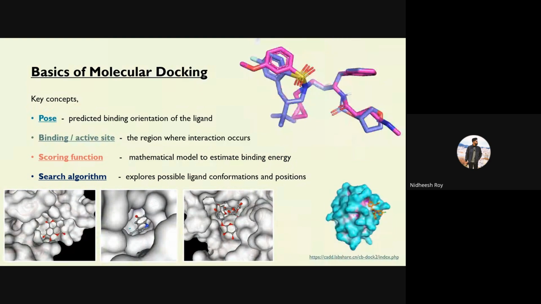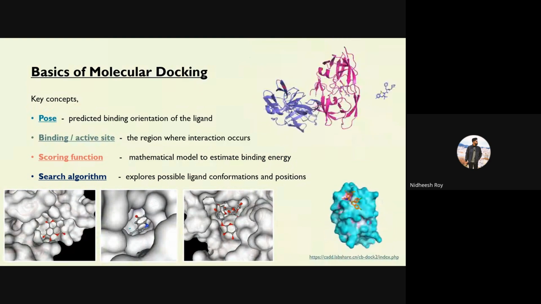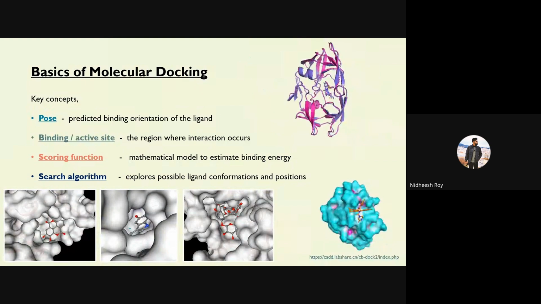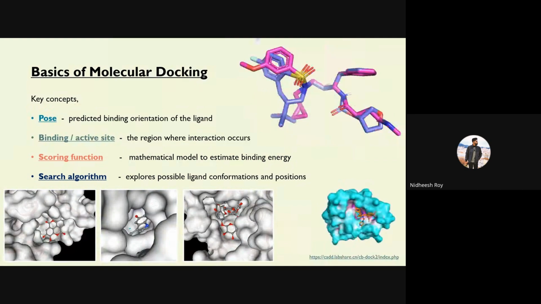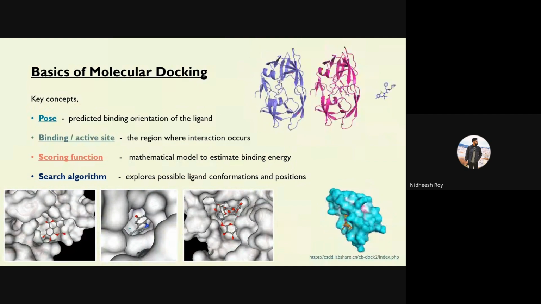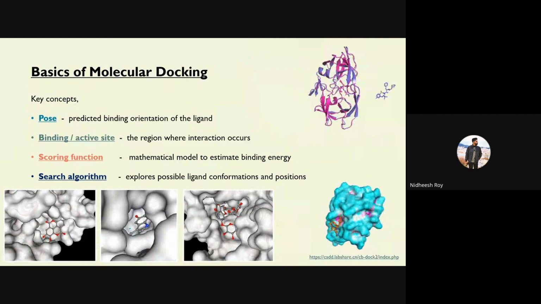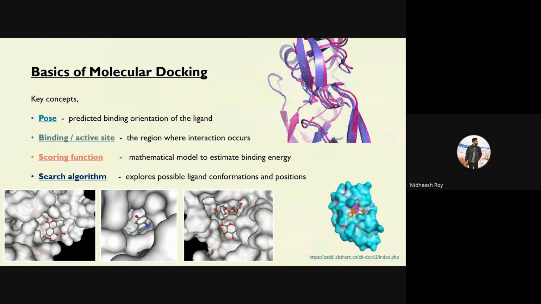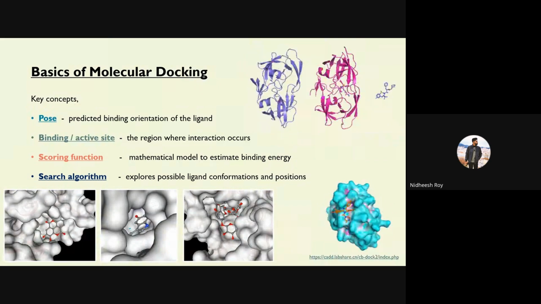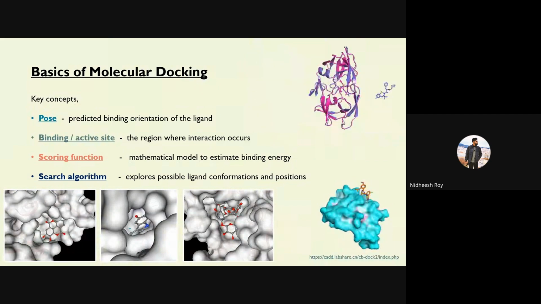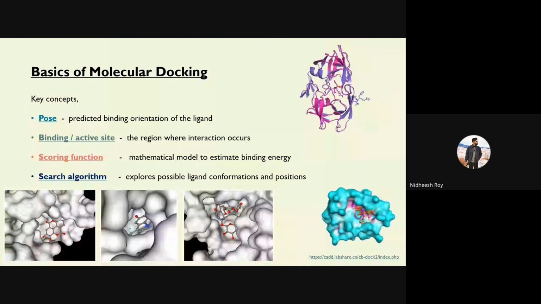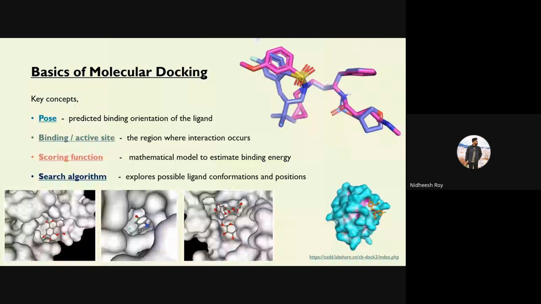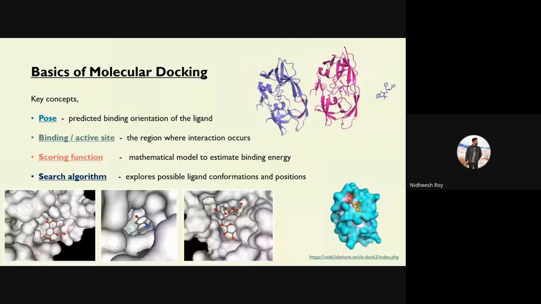Together, these four elements, pose, binding site, scoring function, and search algorithm, define how docking works in practice. Understanding these concepts is essential before interpreting docking scores or comparing results across different software platforms. To further simplify, every docking program will have a scoring function and a search algorithm, which help to approximate the values to real-time analysis. This gives us a basic as well as better understanding of what actually happens during a protein-ligand interaction inside the body.